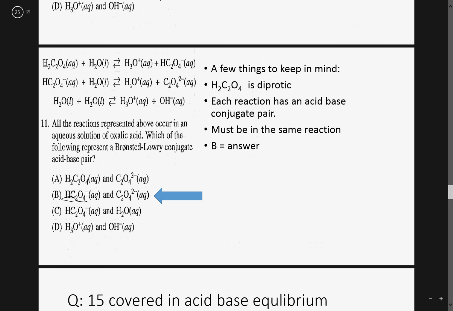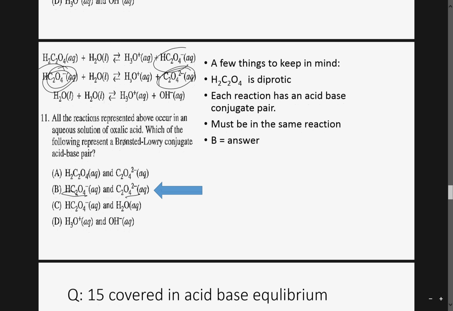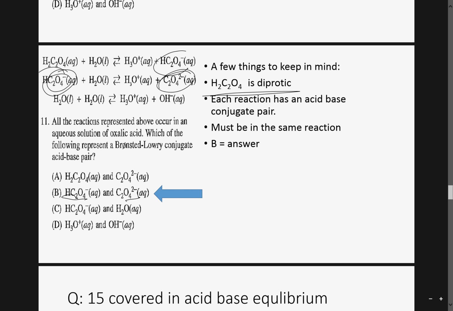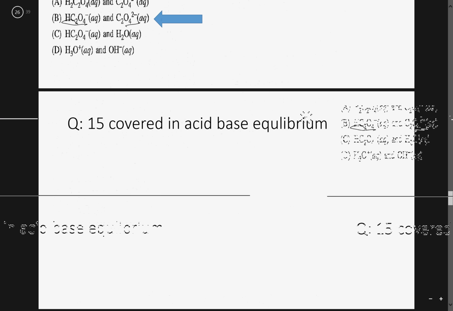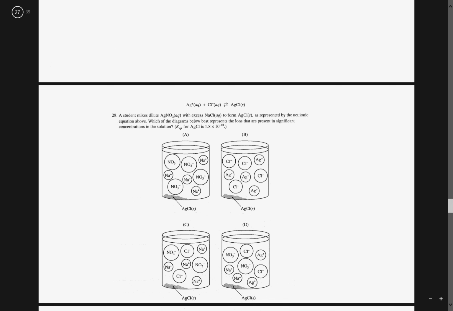So this guy and this guy, and this guy and this guy, they are acid-base conjugate pairs. Keep in mind that another term that comes up here is that this guy is diprotic. Number 15 here we covered in a previous chapter.